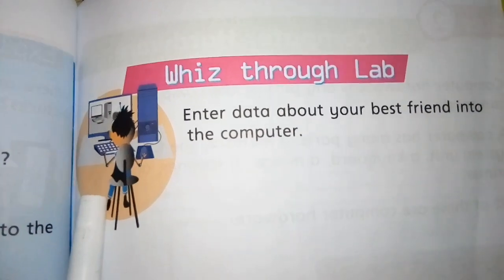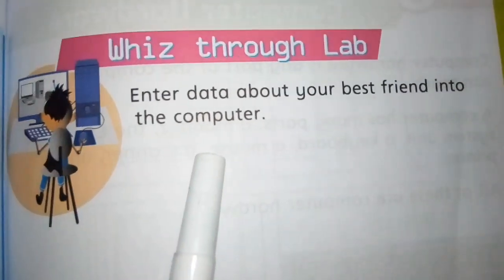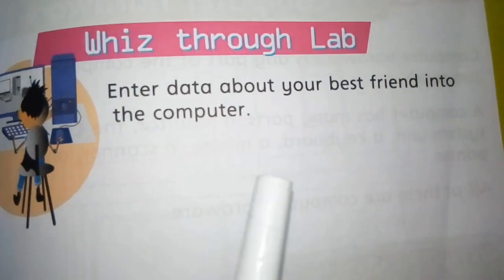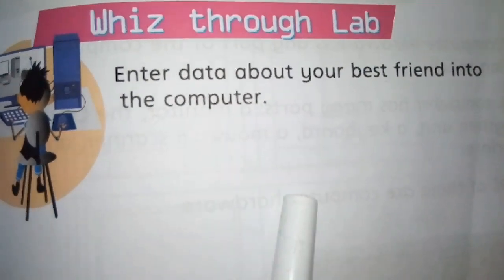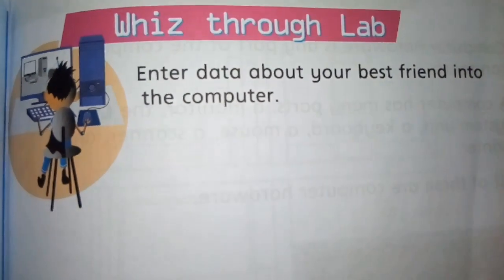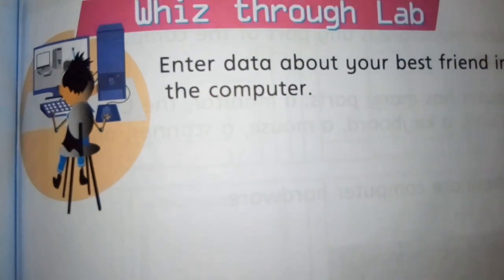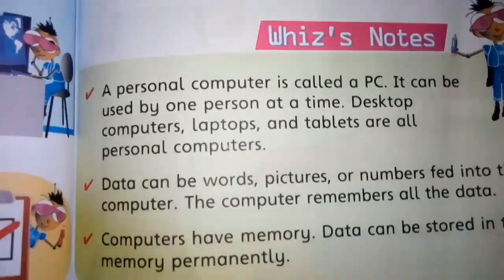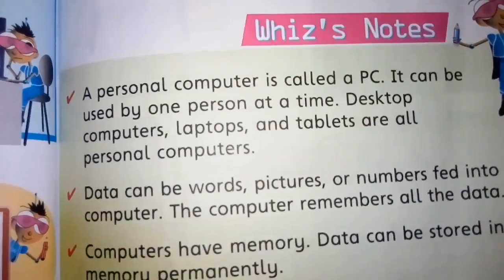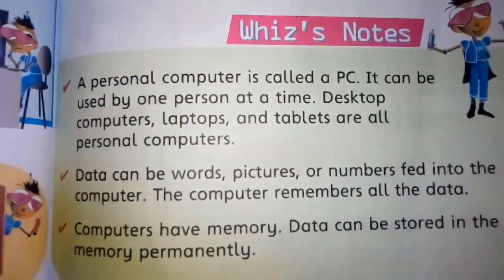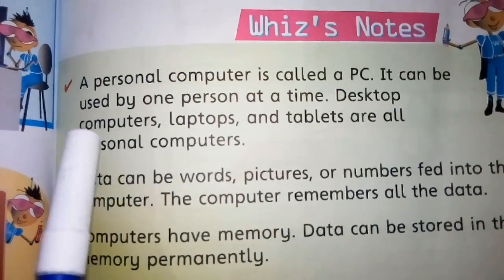Now Whiz is sitting in a lab. Whiz enters data about her best friend into the computer. Write his name, where he lives, what he eats, how we play together, and so many things you can write about your friends. Whiz's notes: after studying the whole chapter, Whiz makes notes about this chapter.